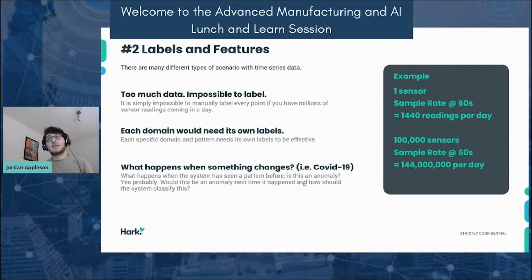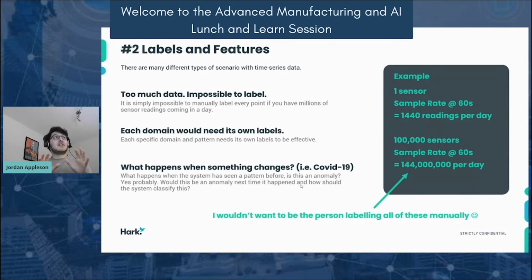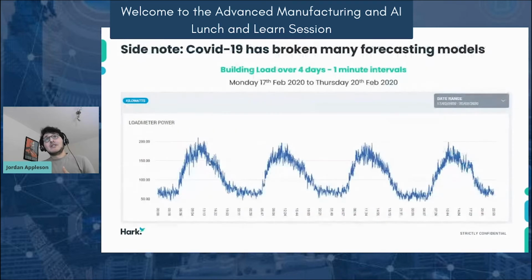And I'll give you an example of this, right? First things first, just to clarify, this challenge is I don't want to be the person labeling all of these manually, because I'll be here until Christmas in 1,000 years. And remember, data is coming in every day, right? So you've got the data that you're labeling and patterns changing, but you don't want to have to keep relabeling all those all the time. So this is an example of the effect of COVID on something that is a seasonal pattern.